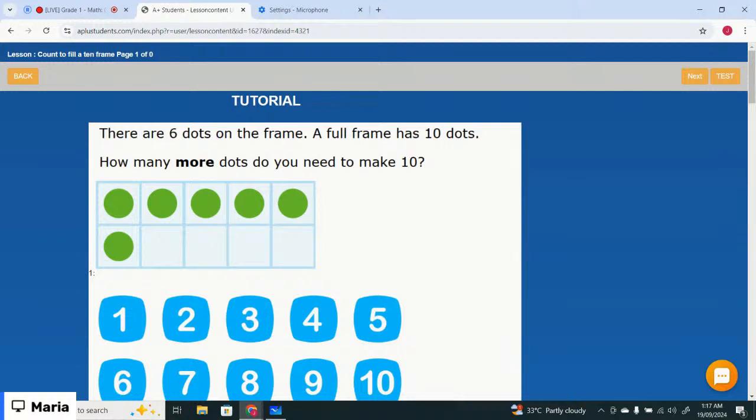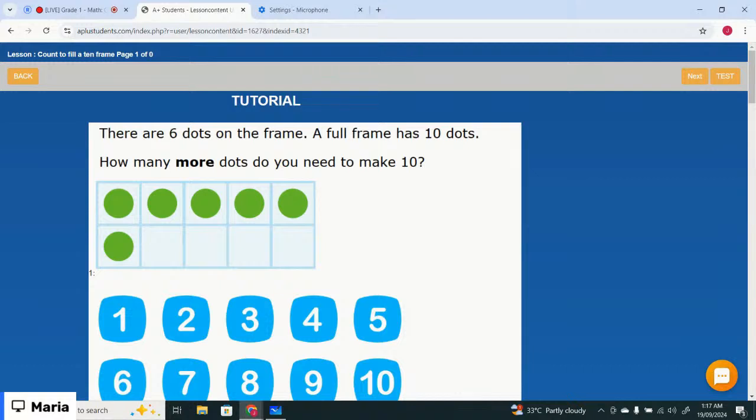There are 6 dots on a frame. A full frame has 10 dots. How many more dots do you need to make 10? So you need to make 10, right? The complete frame is for the 10 dots. You need to count how many more dots. You already have 6. How many more dots do you have to make them 10?